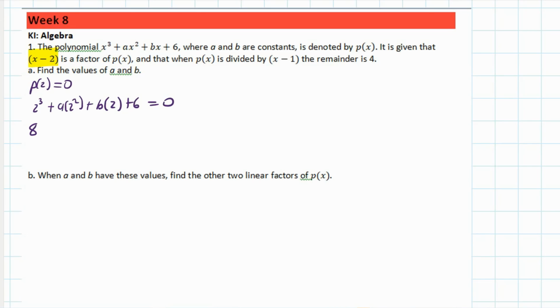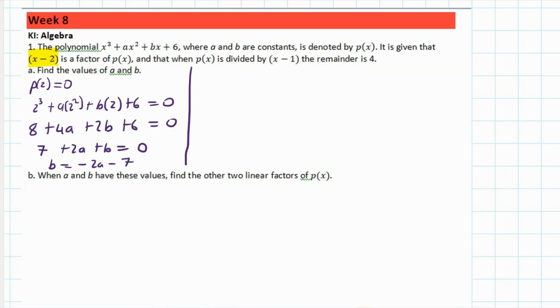So that gives us 8 plus 4a plus 2b plus 6 equals 0. And you can see we could probably just divide everything by 2. Now 8 and 6 is 14, so when I divide that by 2 I get 7 plus 2a plus b equals 0. And maybe if I want to just put it in terms of b, b is equal to negative 2a minus 7. I think that's probably about right, hopefully.